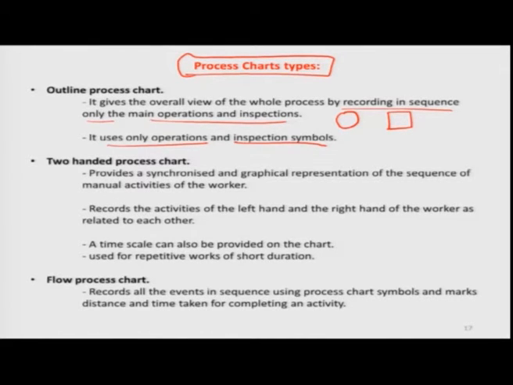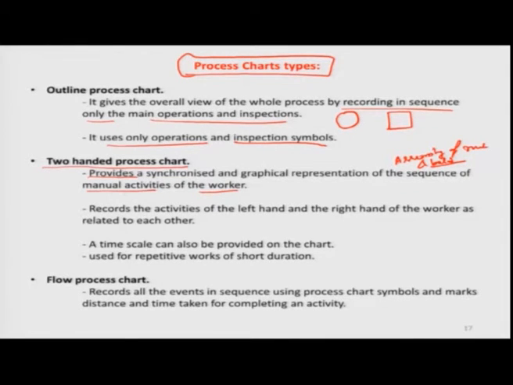The two-handed process chart provides a synchronized and graphical representation of the sequence of manual activity of the worker. Two-handed, as the name suggests: suppose you are assembling a nut and bolt, both your hands will be involved in the assembly. Whatever you are doing with your left hand should be recorded, and whatever you are doing with your right hand should be recorded parallelly.